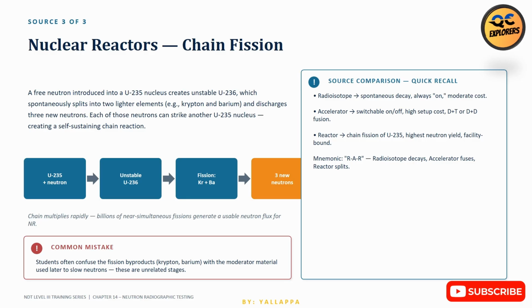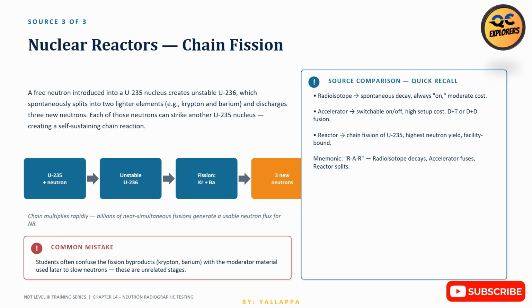Now, let's address a common Level III examination mistake. Students often confuse the fission products, such as krypton and barium, with the moderator that we'll discuss in the next section. These are completely different concepts. Krypton and barium are simply the fragments produced when uranium splits. A moderator, on the other hand, is a material used later in the process to slow down fast neutrons so they become more effective for imaging. Keep those two ideas separate in your mind.